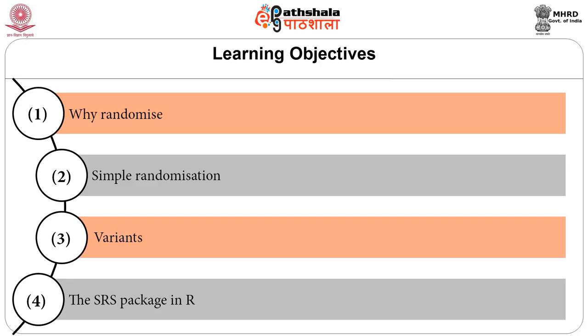We shall look at some variants considering the cases where patients arrive in a sequential manner and also methods which guard better against accidental bias. Finally, we shall look at the SRS package in R which provides a means for minimization-based randomized allocation.